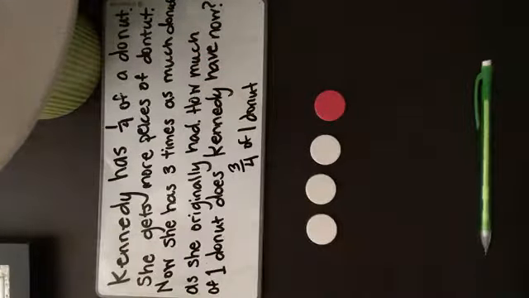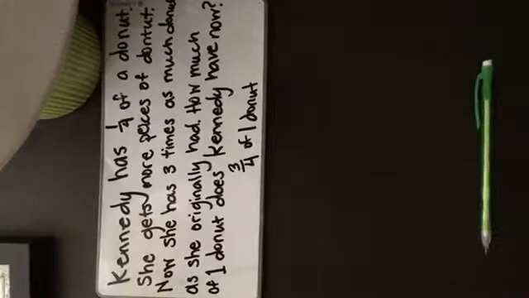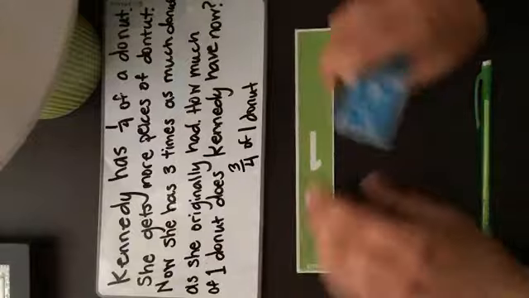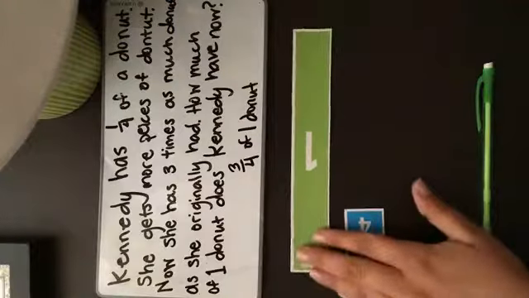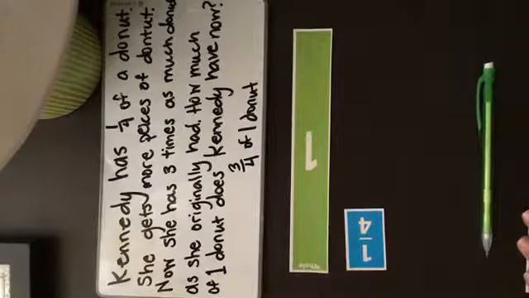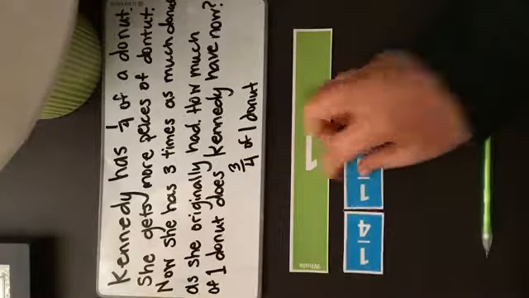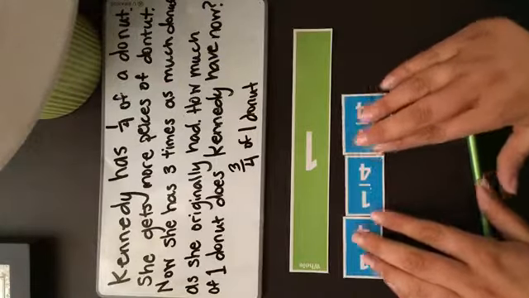Let's use a different strategy to see if our answer is still correct. I'm going to use this green strip just to represent one whole donut. That's one whole. And next, I remember that Kennedy started with 1/4 of a donut. Then I know that Kennedy got 3 times that much, so she should have 1, 2, 3. 3 times as much as she originally had.